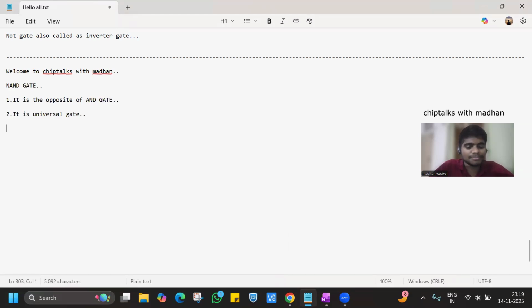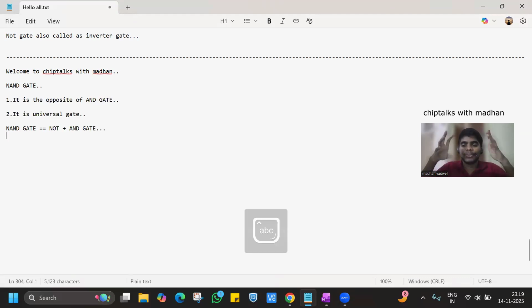Third one is why this is called NAND gate. I will explain. NAND gate equals NOT plus AND gate. Like if you have drawn some AND gate, connect the output to the input of NOT gate. It is called NAND gate.